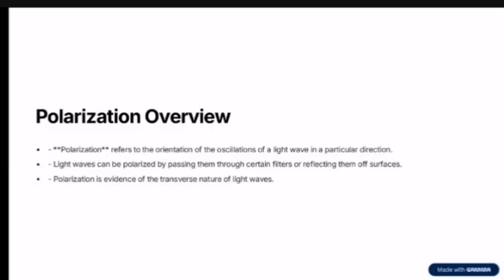So polarization is when you try to allow light to vibrate in just one direction instead of in all directions, because light normally vibrates in all directions. When you release a light source, it will vibrate in all directions. So when you are carrying out polarization, you're trying to restrict light to vibrate in just one direction. Any other direction that is different from the selected direction, you will not see those light waves. You will not see their reflection.